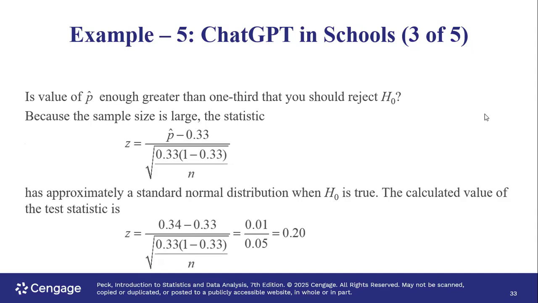Assuming the null hypothesis to be true, the probability of getting a test statistic at least as extreme as 0.21 is 0.4168. Okay, that's quite a high probability. So since the probability value, the p-value, is so high, we are not going to reject the null hypothesis.